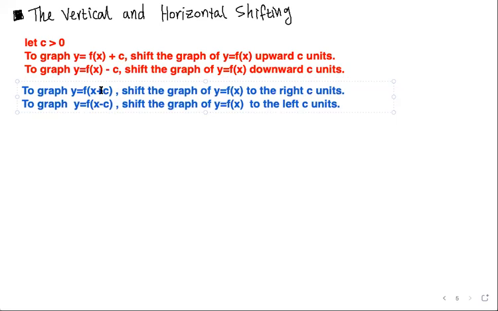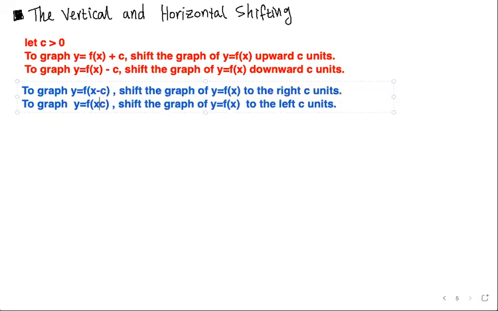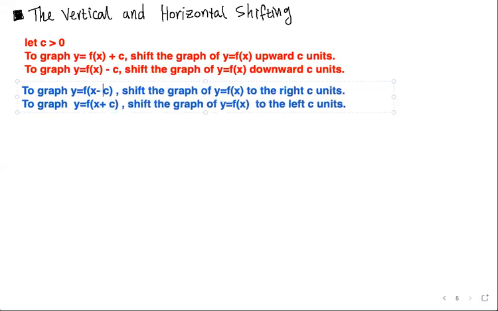Change the sign. Negative, positive. Thank you. You're welcome.